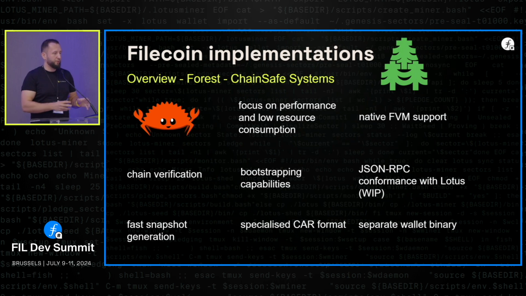So Forest can use those specialized CAR files directly without importing them into the database. It just uses the index at the end of the file, so it saves some time on importing, which is pretty helpful, especially in the context of archival nodes, where you would have to import 20 terabytes of data into your Badger DB. It would be quite painful with LotusDB's reindex, or ParityDB, it would also be painful. And there is a separate wallet binary if you wish.